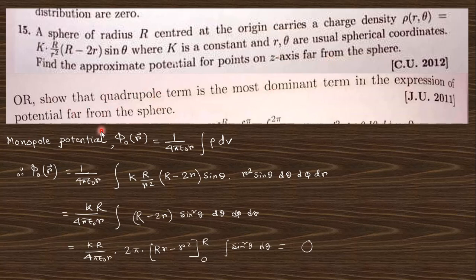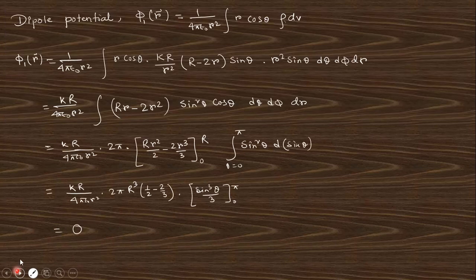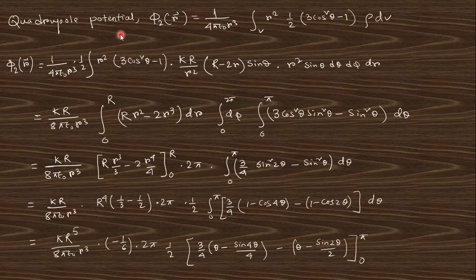From the previous question, we already proved that the monopole and dipole terms are 0. We just repeat the same thing as question number 14. Monopole and dipole will give 0. We only need to check the quadrupole term. Okay, so the dipole term is 0 also, same as in question number 14. Now comes the quadrupole moment.